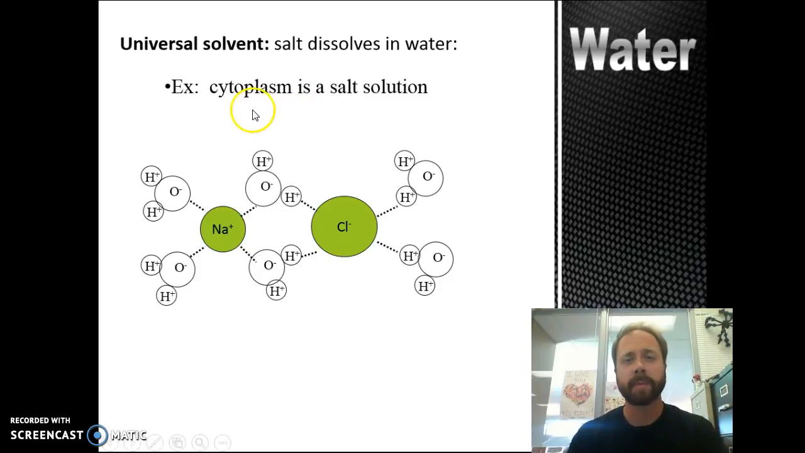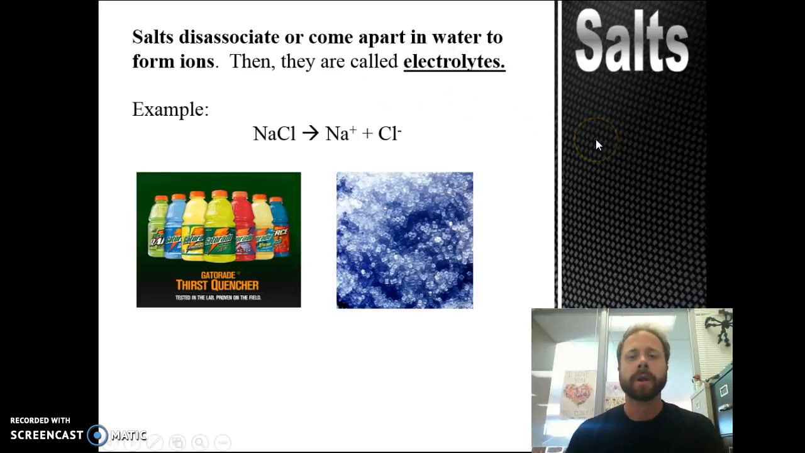Now, our cytoplasm is actually a salt solution, the cytoplasm inside of our cells. So like I said, salts will dissociate. They come apart in the water, right? And when they do, they are called electrolytes. Oh yeah, electrolytes. We see that in a lot of commercials now. Everybody's talking about electrolytes. You need to get your electrolytes, right? So what are they? They're just ions, right?